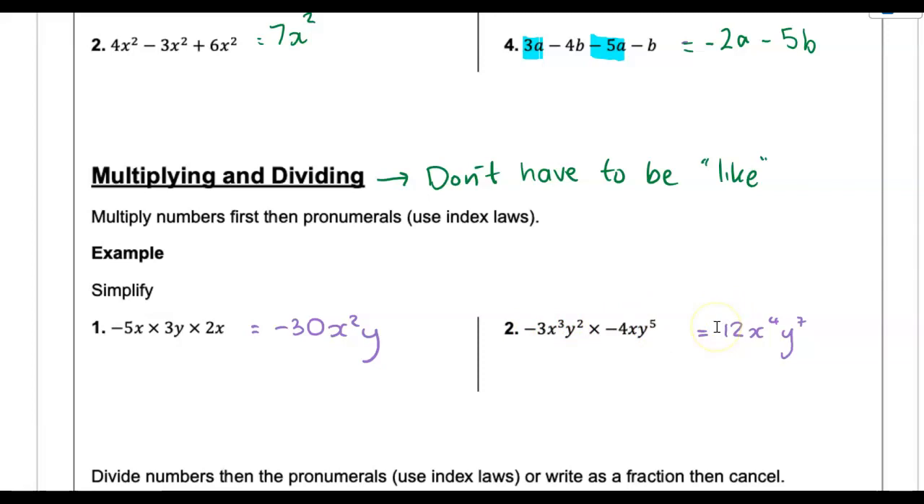Remember, 2 negatives make a positive. Looking at the x's, we've got an x to the power of 3 and an x to the power of 1. What we need to do is say we've got 3 x's here and 1 more here, which will give us 4 x's. So the 4 is in the power when we're multiplying. With our y's, we've got 2 y's here, 5 y's here, which means we've got 7 all up. We've got y to the power of 7.